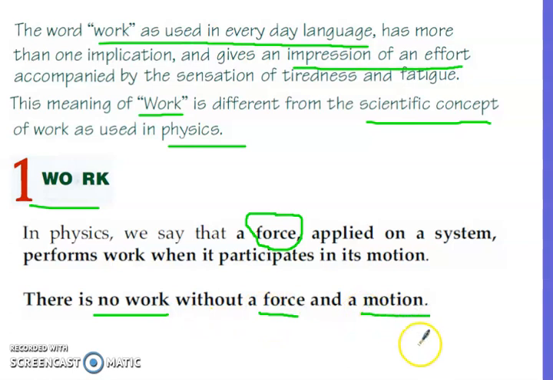No motion, no work. For example, you try to push the wall of your room. You know that the wall is not displaced. So there is a force, but there is no motion. So there is no work. Keep it in mind. Okay? No force, no work, and no motion, no work. To have work in physics, you must have force and displacement, means force and motion. Okay?